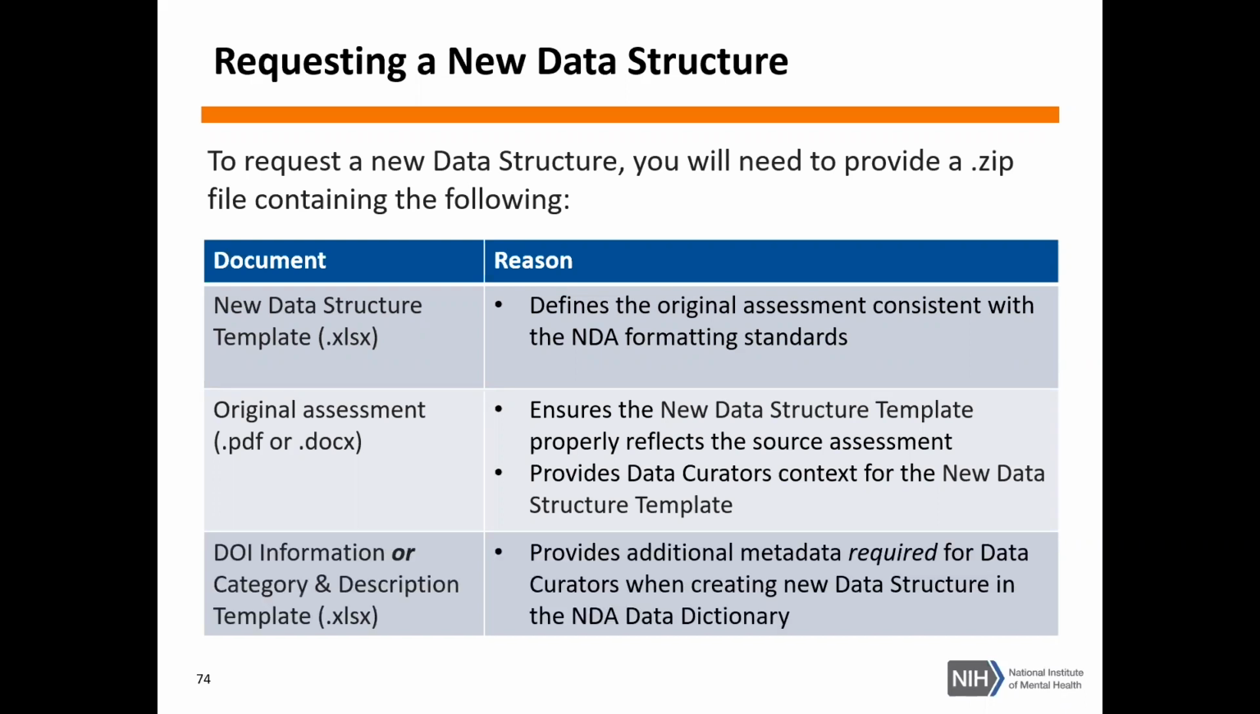And then third is either information on the DOI or publication, or a file that we call the category and description template. And this is used to provide additional metadata that's required for the data curators to add your requested structure to the NDA Data Dictionary.